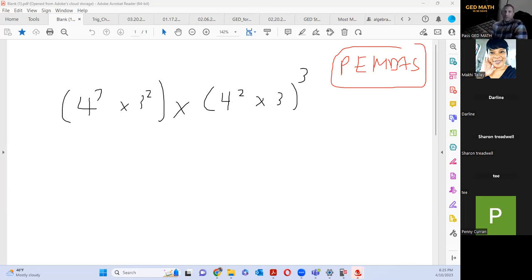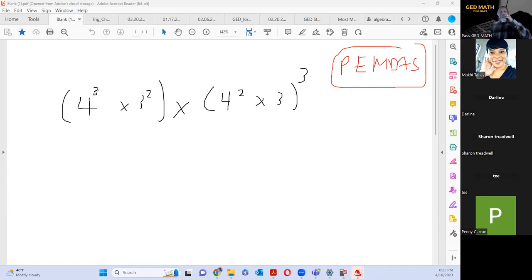No, we can't, because they cannot be simplified. So we're not going to do anything with the parentheses. There's nothing we can simplify in the parentheses. So now we go to exponents. Is there anything in the exponents that we can simplify?